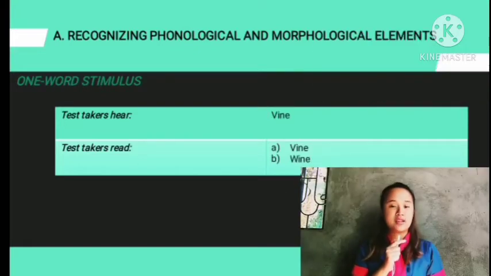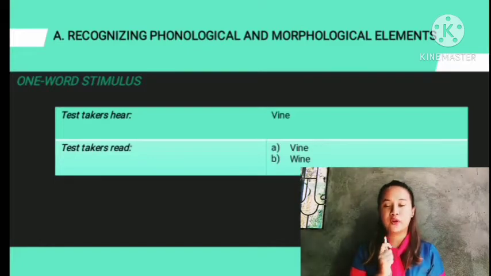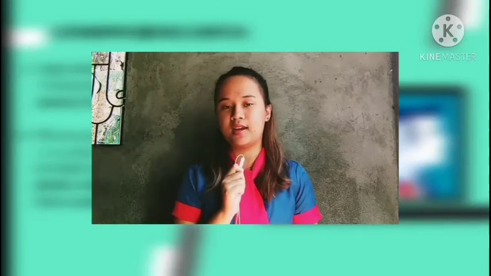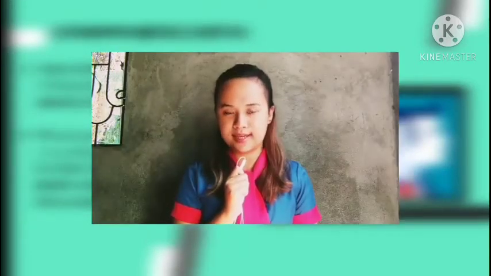Because it is decontextualized, these kinds of tasks leave something to be desired in their authenticity, but they are a step better than items that simply provide a one-word stimulus. For example, in a one-word stimulus, test takers hear "vine," but the test takers read "vine" or "wine." So those are the examples of phonological and morphological elements that are being tested in assessing students' listening skills.